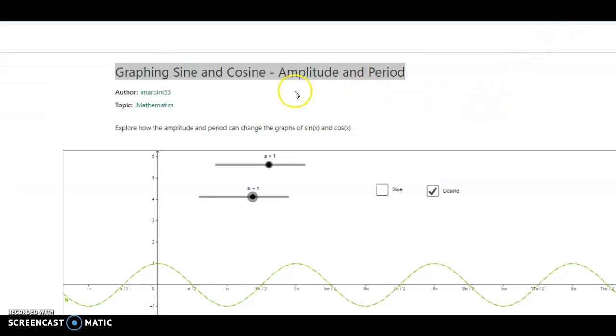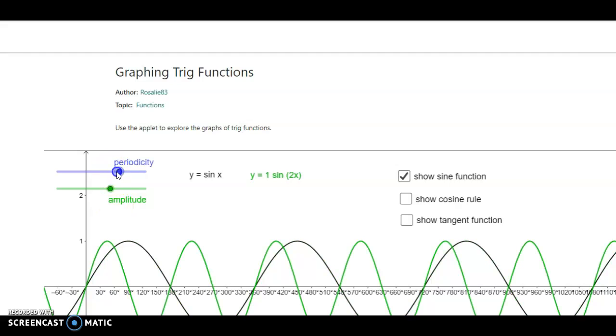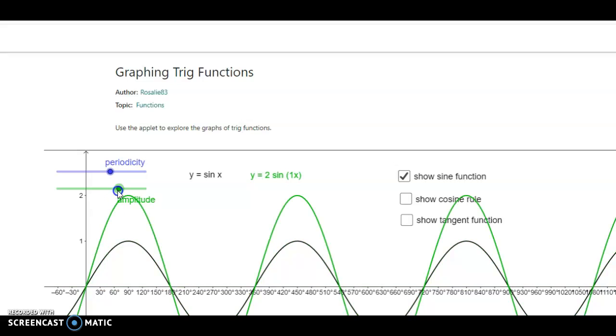So this is what they look like. This one is graphing sine and cosine, amplitude and period. You'll notice this one is the cosine, and you can see what happens when you change A or B, and you'll see what that means in just a second. The other one is just graphing trig functions. You can choose either sine, cosine, or tangent, and look at what happens if you change the periodicity and the amplitude.